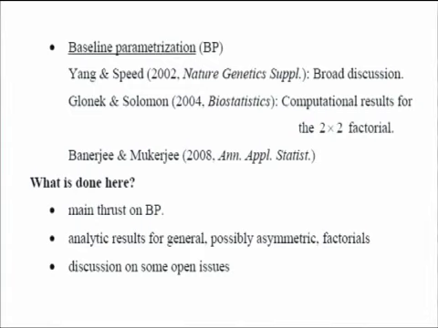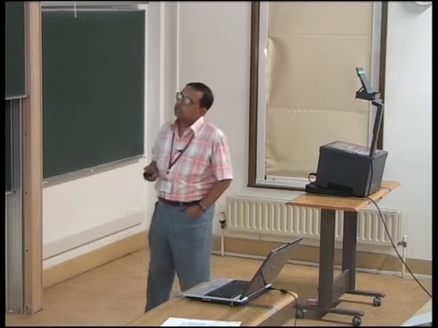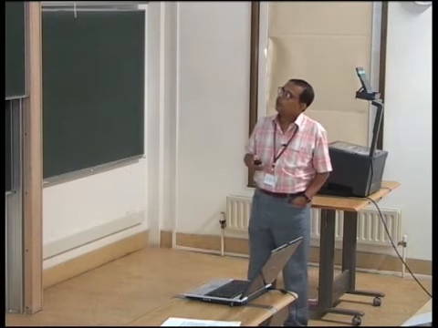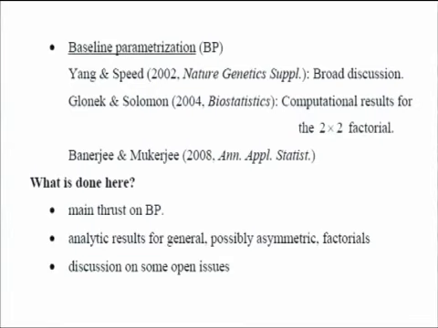Now, as opposed to the orthogonal parameterization, there is another parameterization, namely the baseline parameterization, and I am soon going to describe this baseline parameterization in some more detail. And some early references, well, even Young and Speed, they introduced this baseline parameterization, and they have some broad discussion on it. And Glonek and Solomon in 2004 in Biostatistics obtained elegant computational results on optimal designs under the baseline parameterization, but all their results were computational, no theoretical result.